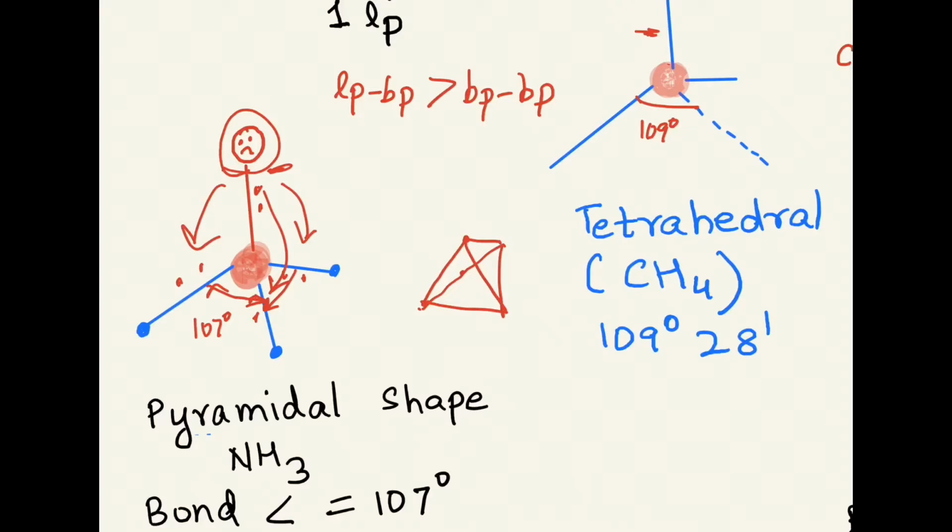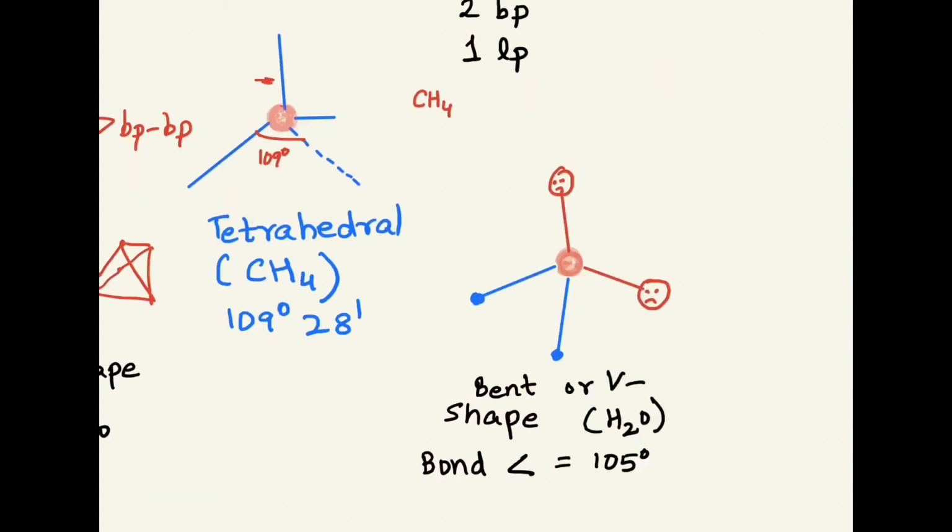Oh my God, that will be an even more congested situation. There you go, look at that. So we've now got 2 lone pairs who push these bond pairs of electrons even further. So what happens is the bond angle further reduces to 104.5, or 105 degrees if rounded off. The shape also changes from tetrahedral to a bent or V shape.